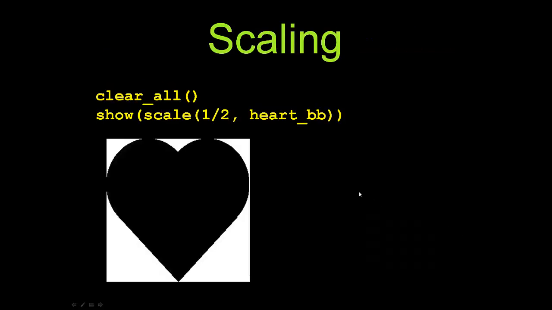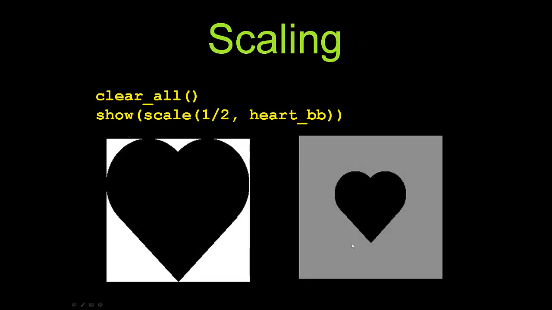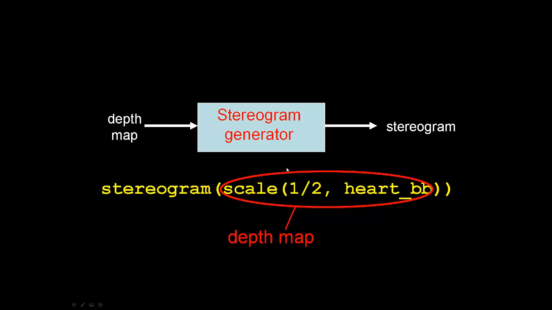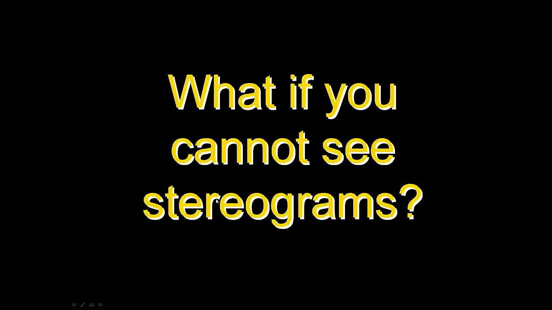Okay, and you can also do this thing called scaling. So you can scale the height by half, and you get a smaller height this size, right? So it's very simple. All you do is create a depth map, which is just any rune, and then you just call stereogram, and this rune is used as the input depth map to the stereogram generator, and out comes the stereogram.